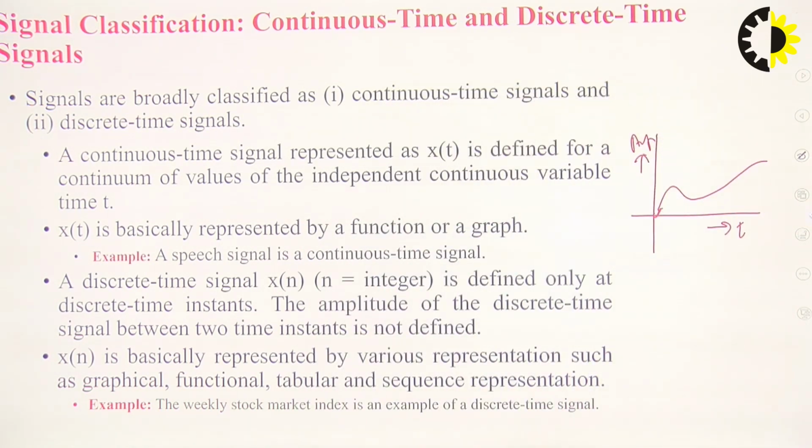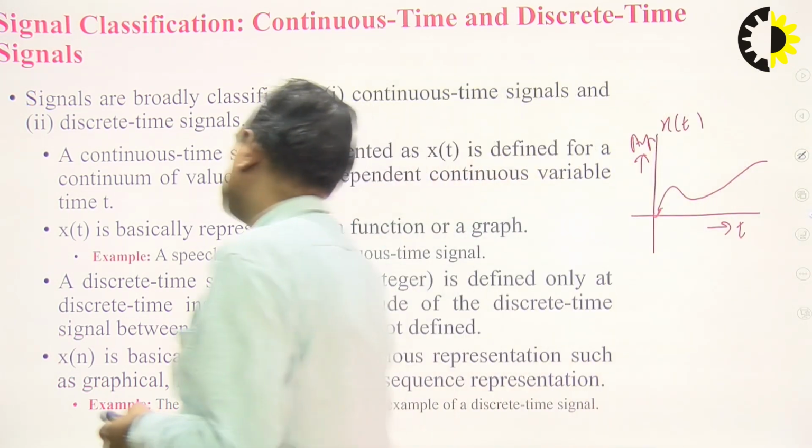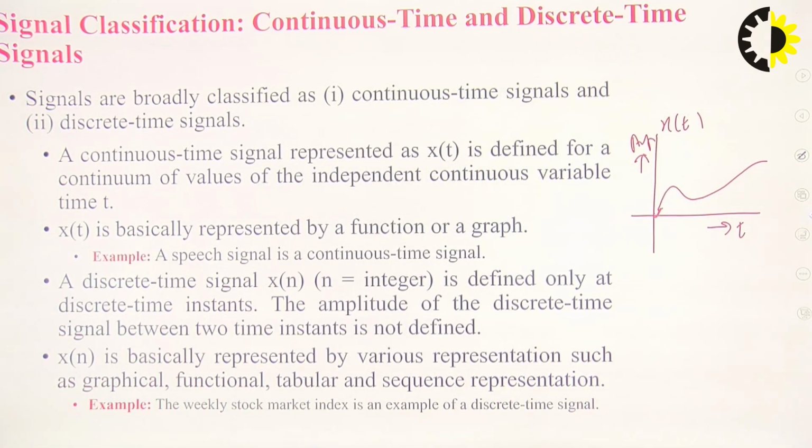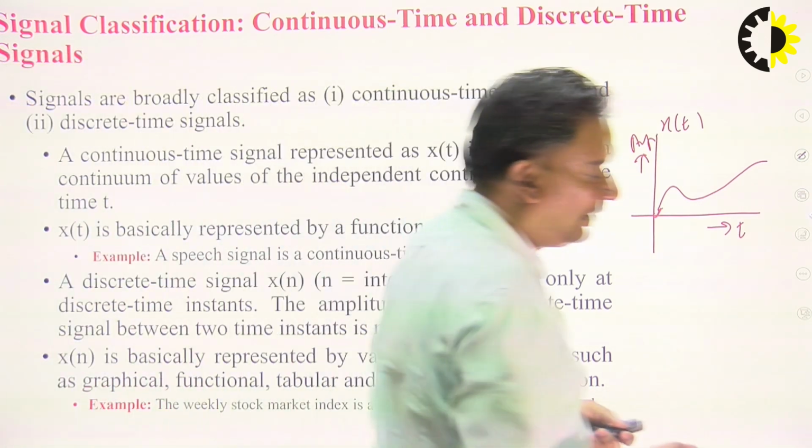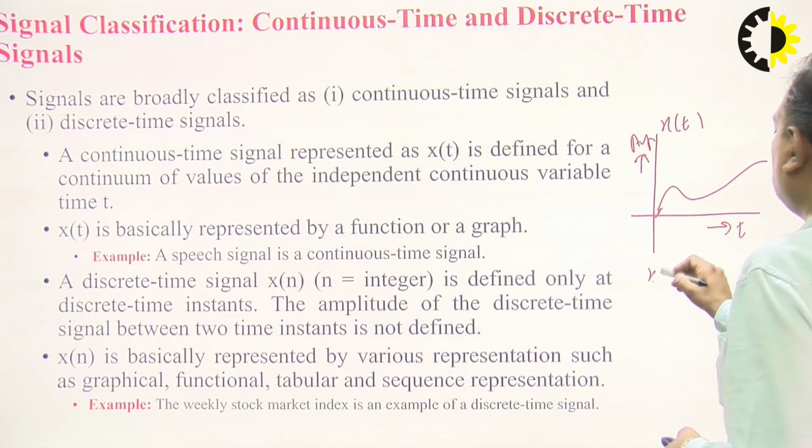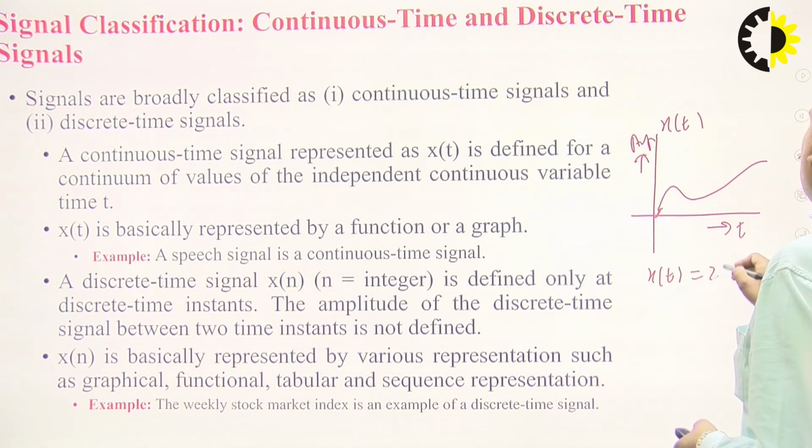A continuous time signal is represented as x(t). This signal is defined for a continuum of values of the independent continuous variable time t. Here t is the continuous variable, and x(t) can be represented either by a function or a graph somewhat like this, or maybe a function like x(t) = 2t² + 3t + 5. These are examples of continuous time signals.